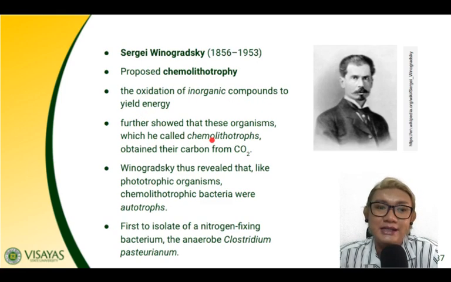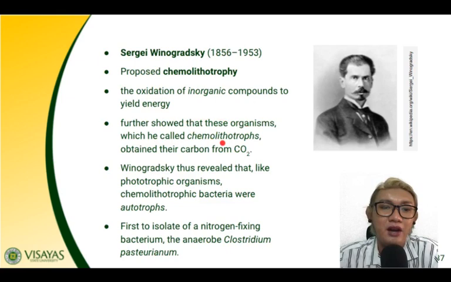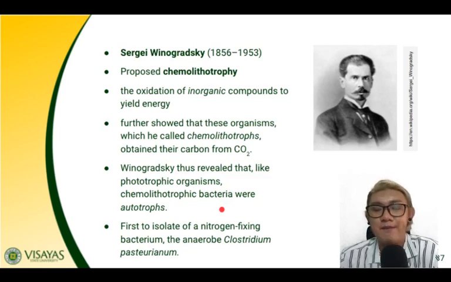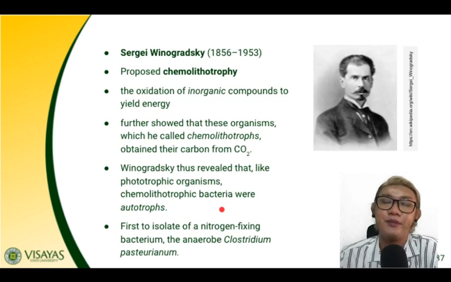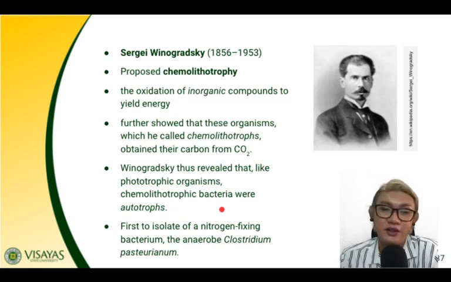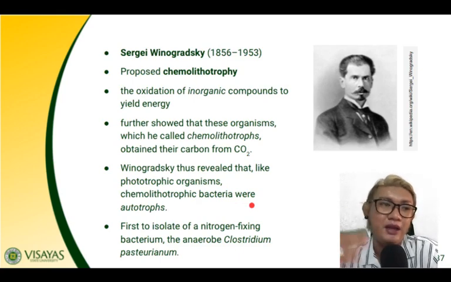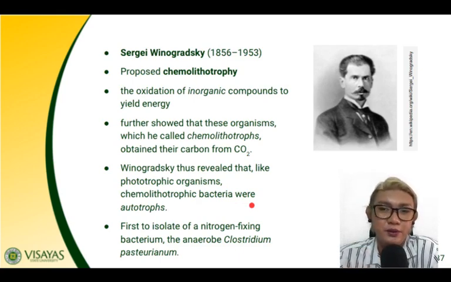He further showed that these organisms, which he called chemolithotrophs, obtain their carbon from carbon dioxide. Winogradsky revealed that, like phototrophic organisms, there are also chemolithotrophic bacteria that are autotrophs. So they're actually called chemoautotrophs, not photoautotrophs, because phototrophic organisms use light energy as an energy source. But for chemolithotrophic bacteria, the oxidation of inorganic compounds yields energy that makes them able to produce organic compounds. And he was the first to isolate a nitrogen-fixing bacterium, not the anaerobic Clostridium pasteurianum.